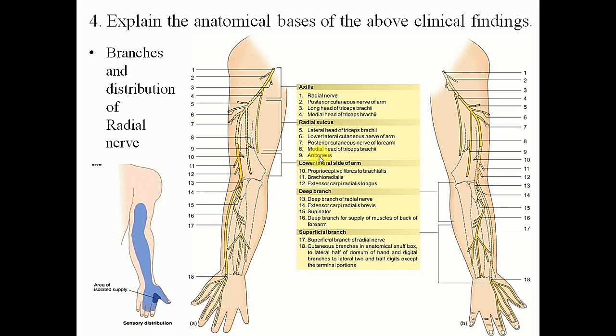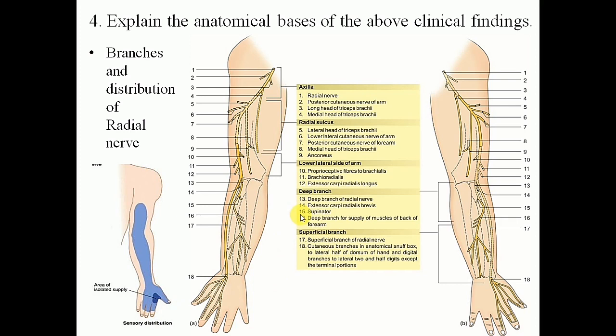After passing through radial groove, that is in the anterior compartment of arm, it gives proprioceptive fibers to brachialis muscle and motor fibers to brachioradialis and extensor carpi radialis longus. Whereas the terminal branches, if we see, the superficial branch is a cutaneous branch. The superficial branch will supply the skin over the anatomical snuff box, the skin of the dorsum of the lateral 2/3 to half of the hand, and the 3 1/2 digits, except the skin over the proximal phalanges.